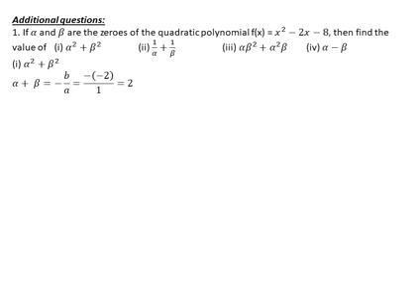Alpha beta, what is the value for alpha beta? C by a. So c is equal to minus 8, a is equal to 1. Therefore alpha beta is equal to minus 8. Now let me come to the first subdivision, alpha square plus beta square. Now I am going to convert this alpha square plus beta square in terms of alpha plus beta and alpha beta.